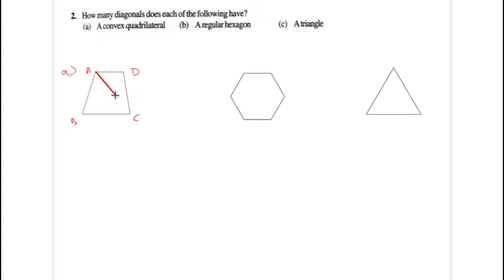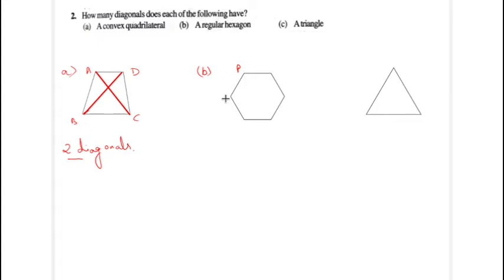Then if you consider B, then D will be the non-consecutive vertex, so we will join them. So here we have got two diagonals for this quadrilateral. So we will write it down: two diagonals for this quadrilateral.